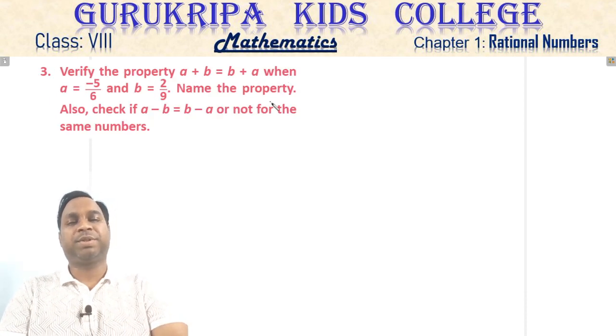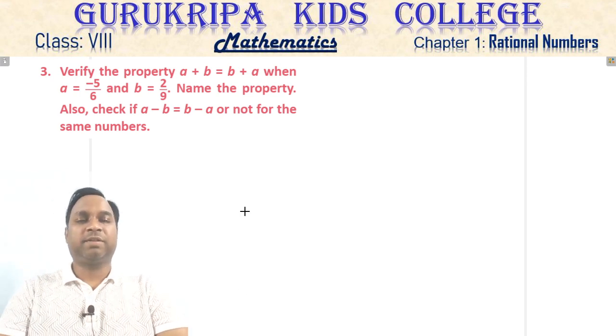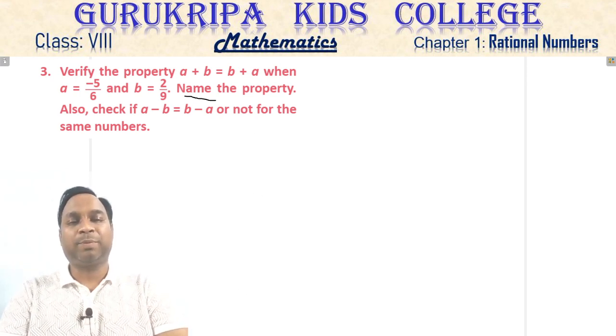Let's move to the third question now. Verify the property A plus B is equal to B plus A when A is equal to 5 by 6 and B equal to 2 by 9. Name the property. Also check if A minus B is equal to B minus A or not for the same numbers. So first of all, what is the name of this property?